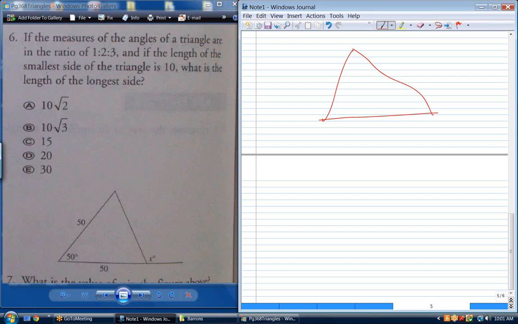Of course, my first inclination, once again, it's 30, 60, 90. Well, that's a good inclination. In other words, you pick some numbers and see, does that work? Yes, it does. There's the 1, there's the 2 times the 1, and there's the 3 times the 1. So we have a 30, 60, 90 triangle.